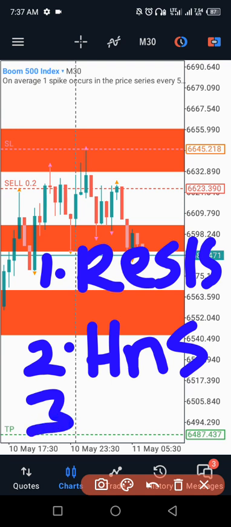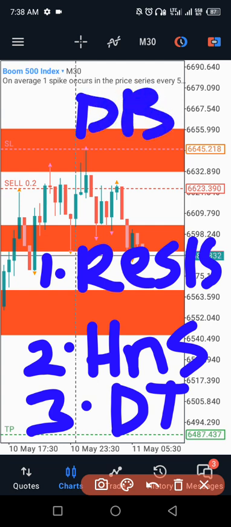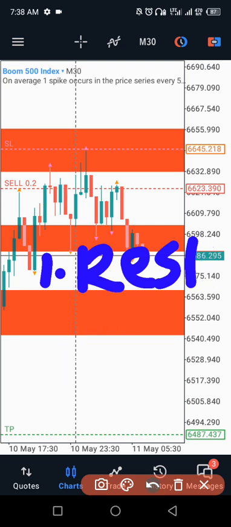And then the last thing we want to talk about, which will be our exact pinpoint of taking a trade, will be a double top. In the case of a buy, we refer to it as a double bottom. But since we want to be selling, it will be referred to as a double top. So let's quickly spot this double top in this video.